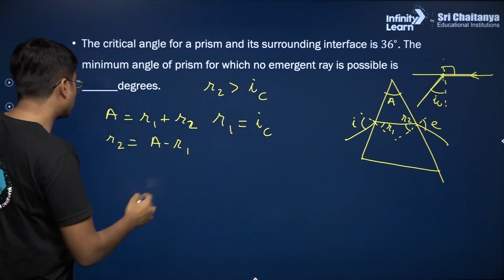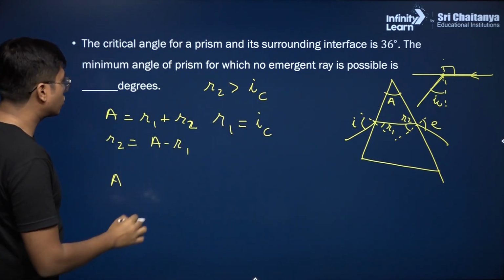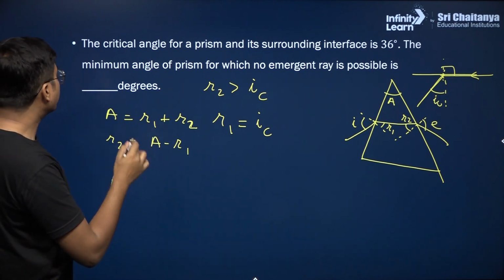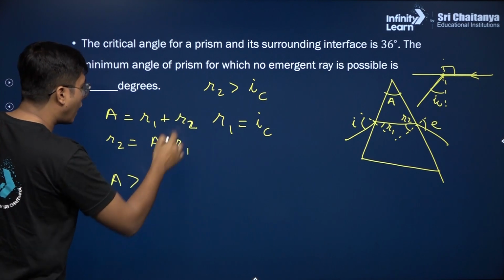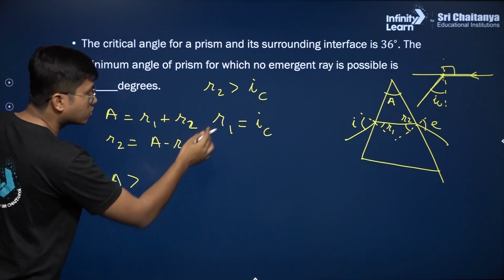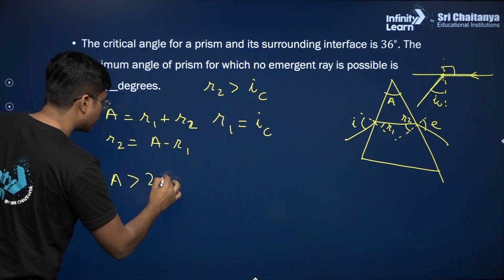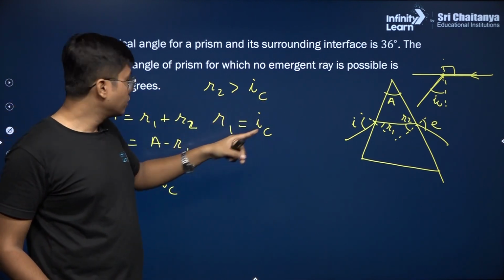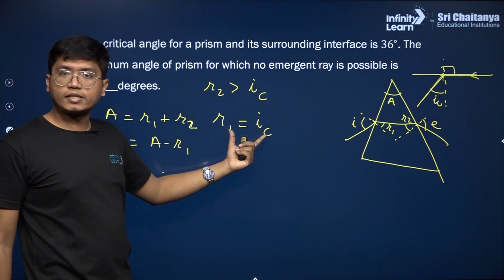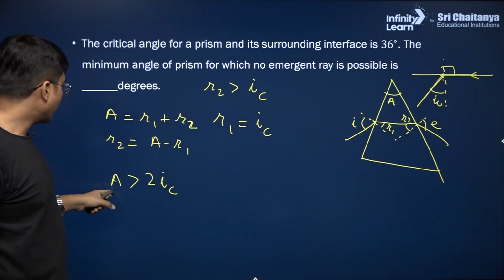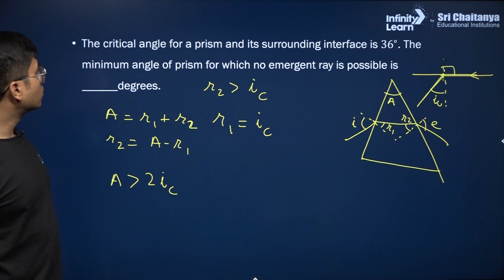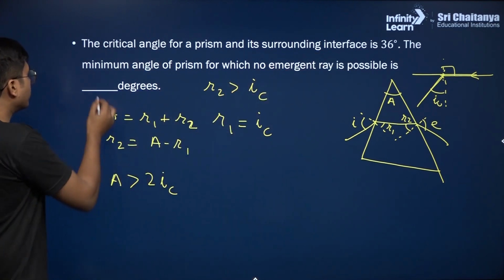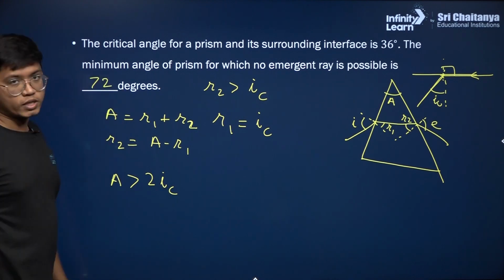So just by that logic, we will get that A has to be, we want the minimum possible angle, so A has to be greater than R1 plus R2, that is just 2IC. A is equal to R1 plus R2 because R2 has to be greater than IC. R1, the maximum possible value is IC, so that is why you have A has to be greater than 2IC. So the IC value is given as 36 degrees. So your angle of prism here would be 72 degrees.